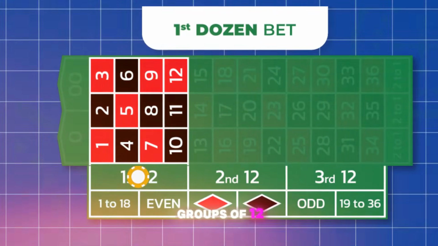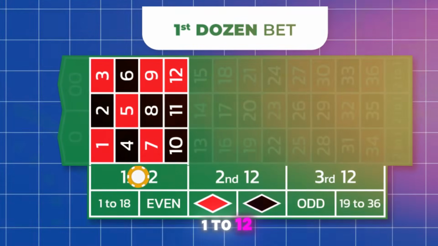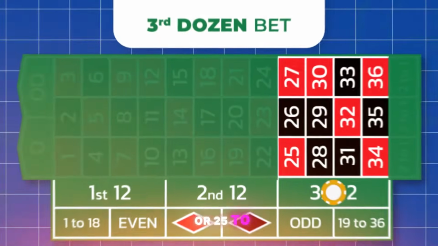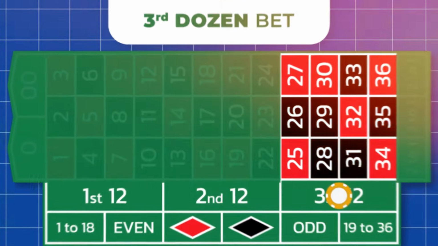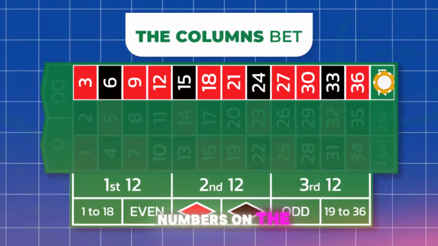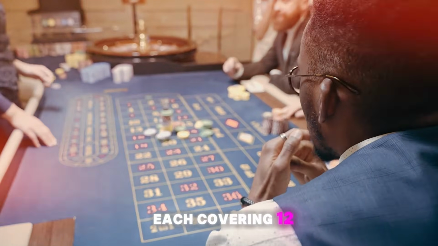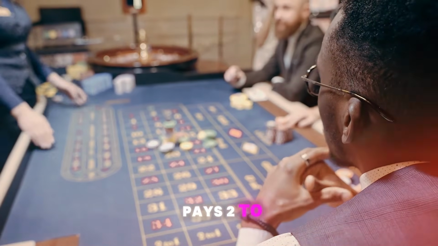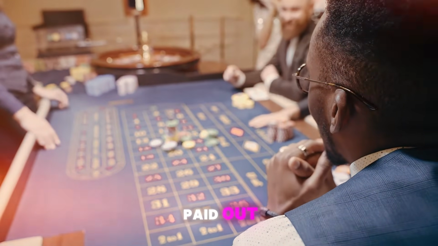Dozens, betting on groups of 12 numbers, 1 to 12, 13 to 24, or 25 to 36. Each dozen bet pays 2 to 1. Columns, betting on one of the 3 vertical columns of numbers on the layout, each covering 12 numbers. This also pays 2 to 1. How bets are paid out.